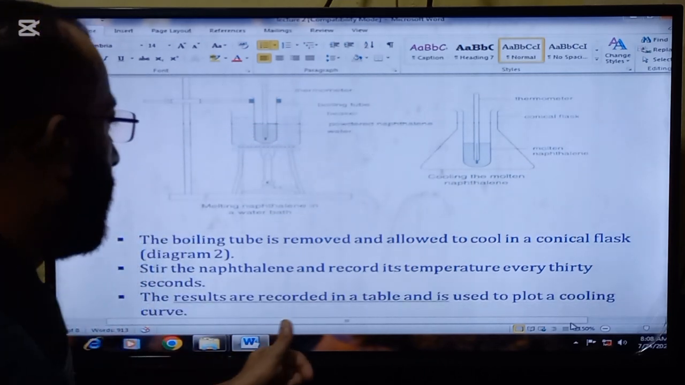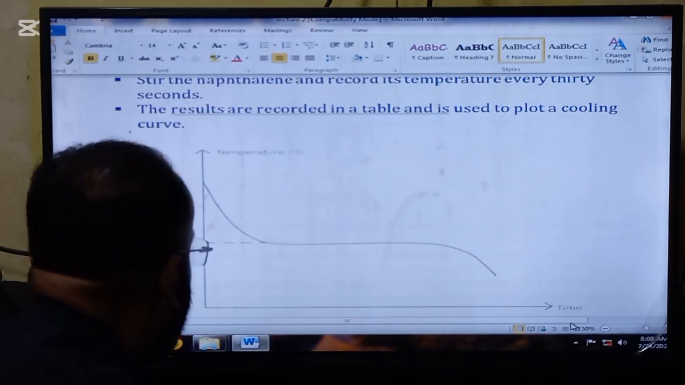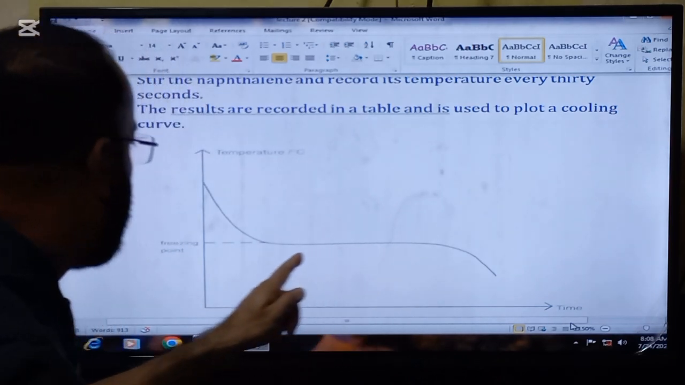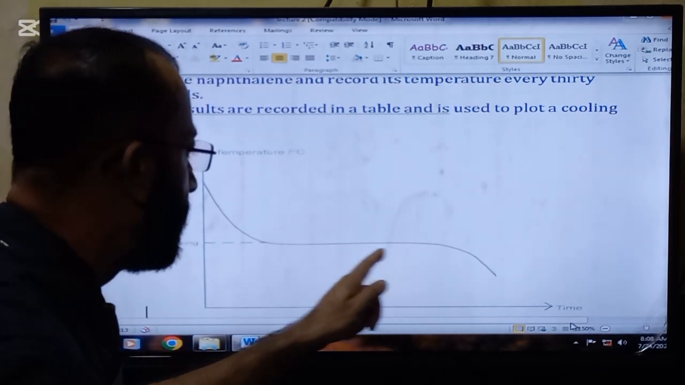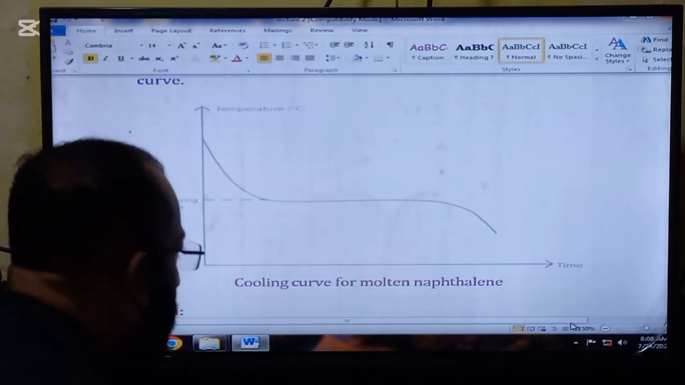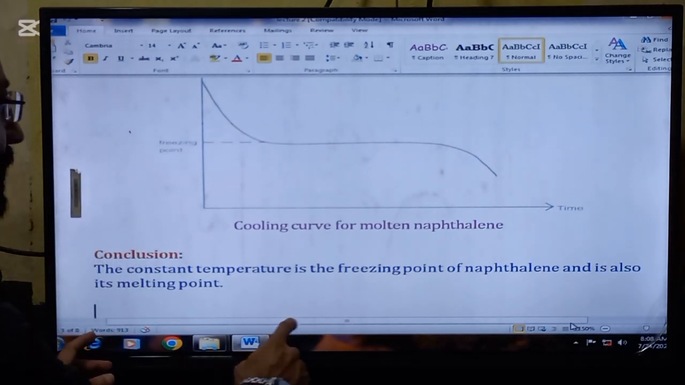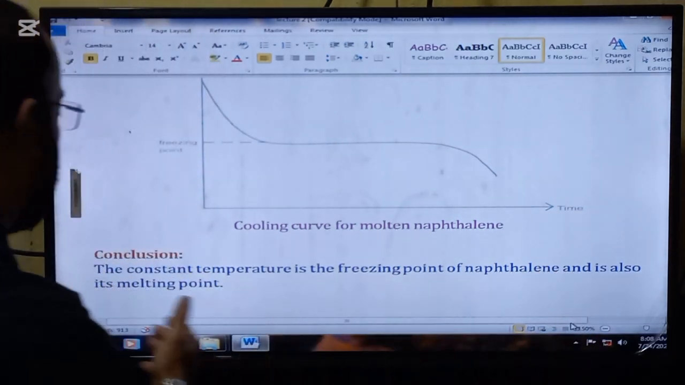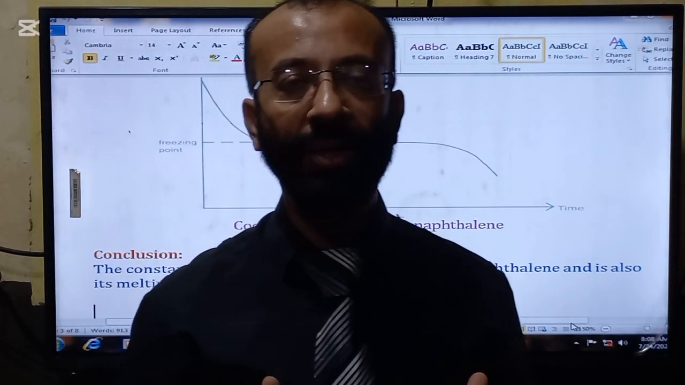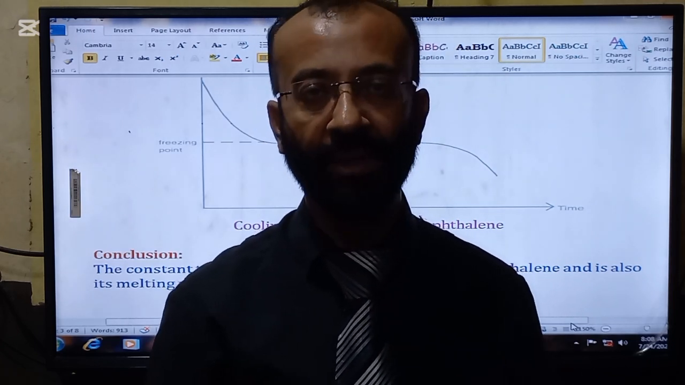The results are recorded in a table and used to plot a cooling curve. So the cooling curve will be of this form. This constant temperature will be the freezing point as well as the melting point of the naphthalene. So this is the cooling curve for the molten naphthalene. The conclusion is that the constant temperature is the freezing point of the naphthalene and is also the melting point. So this is the experiment which is used for determining the melting point or the freezing point of a solid.